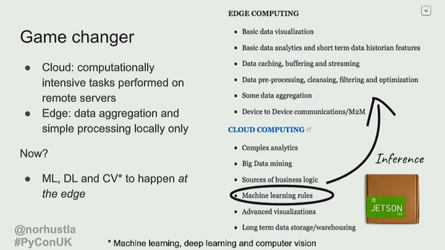Because traditionally, edge computing was where you did quite simple tasks. So you might do some basic data aggregation, pre-processing. You're collecting your data, caching it. Whereas it's really in the cloud where anything computationally intensive is taking place. So what this Jetson series of devices means is suddenly you can actually apply machine learning at the edge, which means edge computing is, in theory, gaining a bit of territory versus cloud in that sense.